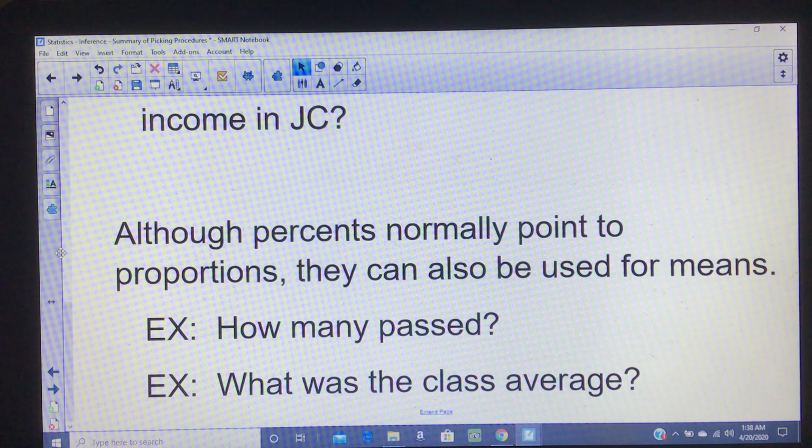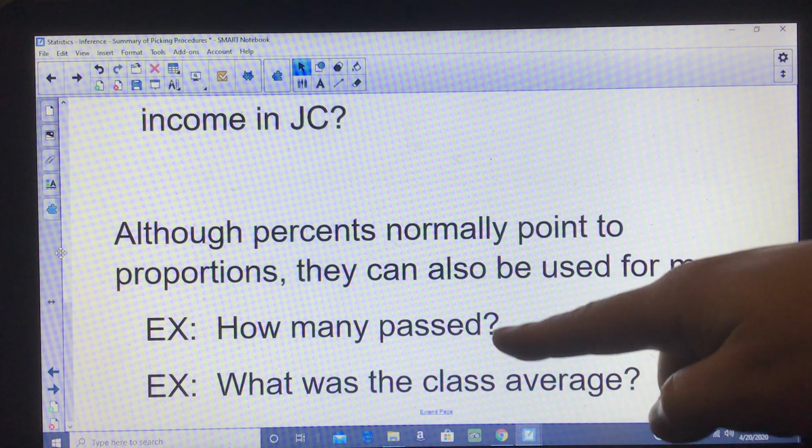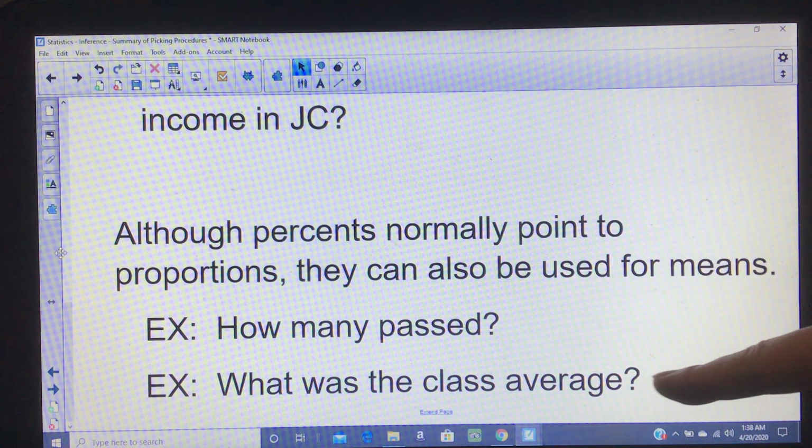So if someone asks me the class average, like say I want to know, is the average of your class greater than the average of the class last year? Well, I'm basically looking to add them up, divide, and compare means. So just because you see percents or fractions or proportions, make sure you really answer the question as to whether they're categorical data or continuous quantitative data.